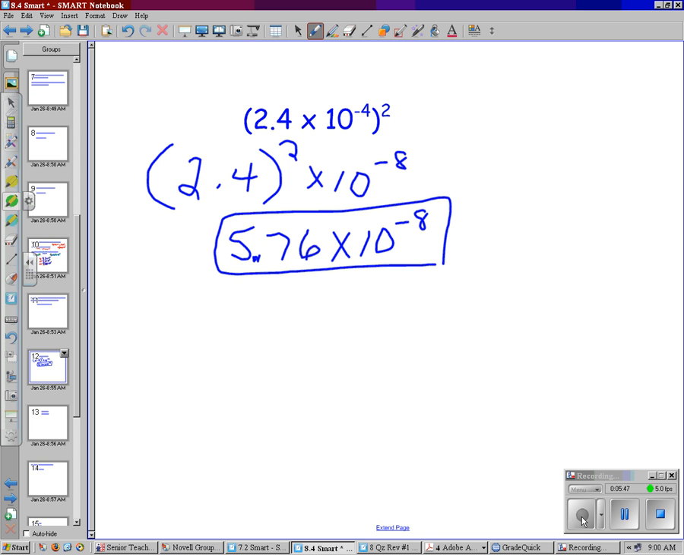So we did the 2.4 squared. We had the negative 4 times 2, so we had our 10 to the negative 8. Wait, so that wasn't an X, was it? This is part of scientific notation. That is not a variable. It's a times sign, and I expect you to use an X for that times sign. That's how scientific notation is written. There are no variables in there. Anybody else? Please do not use a multiplication dot. Use an X.